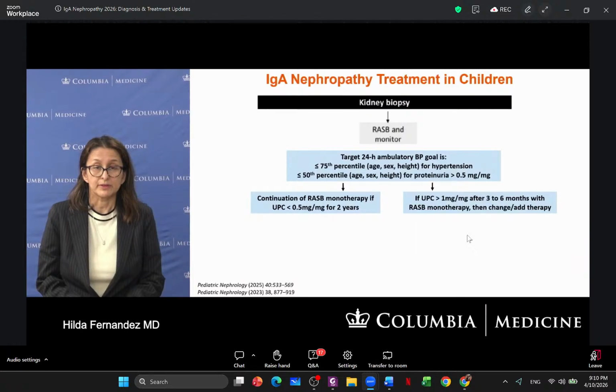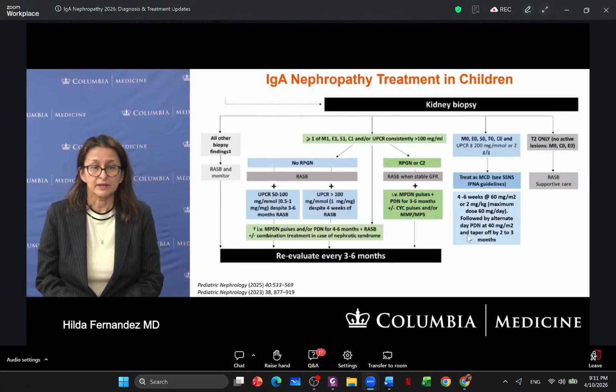And then if, again, we're seeing that we're having improvements and we're able to keep the urine protein creatinine ratio less than 0.5 on just RAS inhibition alone, then we'll continue to do that for a couple of years and then continue to monitor off if we want to take it off. But if they tend to continue to have urine protein creatinines greater than 1 after 3 to 6 months, despite this RAS inhibition monotherapy, then we may need to start to think about what we're doing and what we want to maybe add.